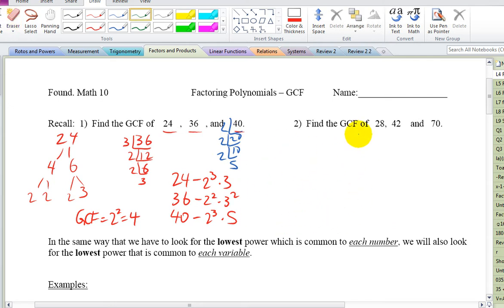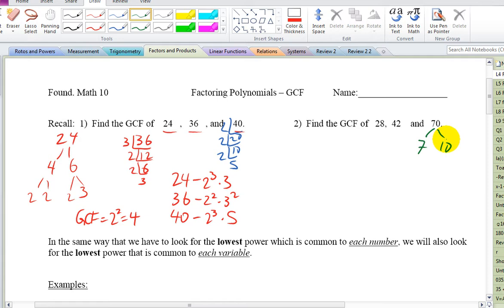Okay. Now, I wouldn't even do that. Right? A lot of you, we're going to start looking at it and inspecting it and seeing the GCF. Like 28, 42, and 70. 70 is very particular, isn't it? What's 70 break down into? Does that help you find the GCF at all? Can any of you see it now?